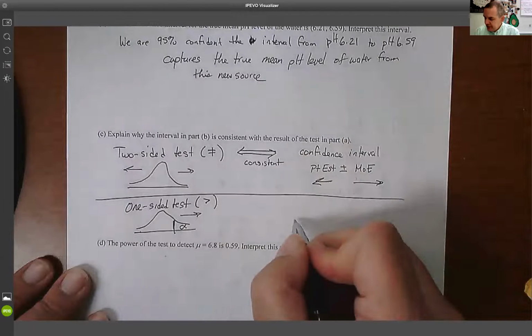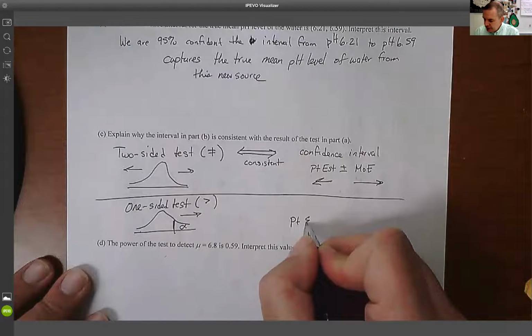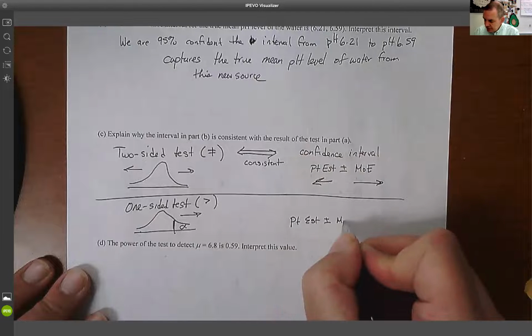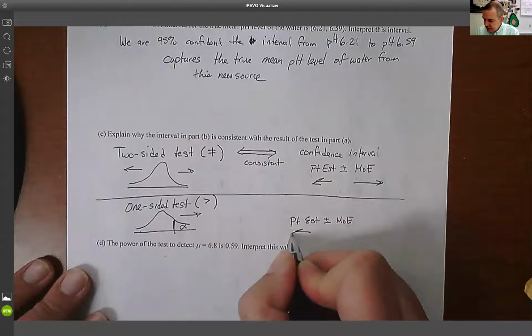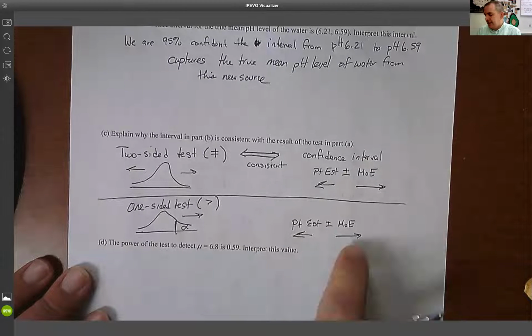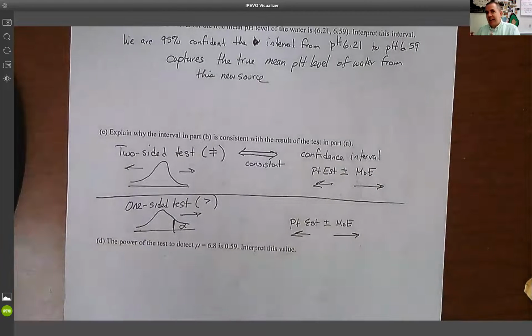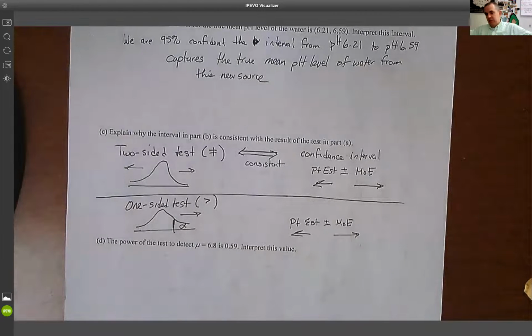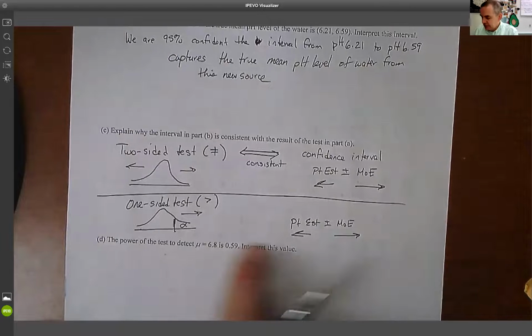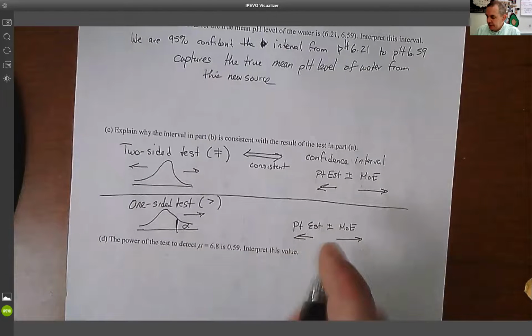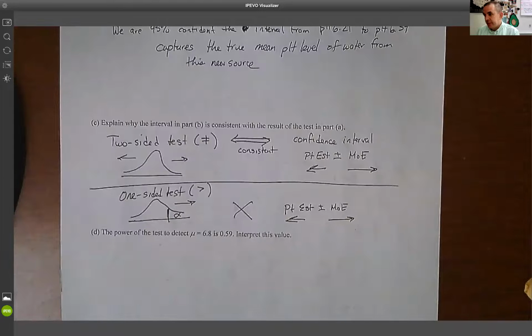If I tried to compare that to a confidence interval, a point estimate plus or minus a margin of error, like I said, this looks in both directions. So it's not apples to apples. This one, I put all of the outside stuff on one side. This one, I have ranges of values in either direction. So in this case, we can't compare. These ones are not consistent. Okay.